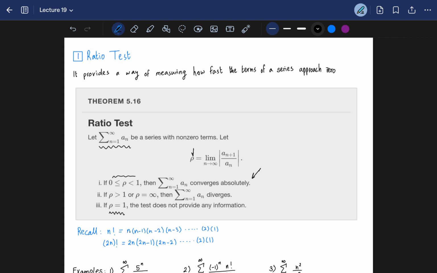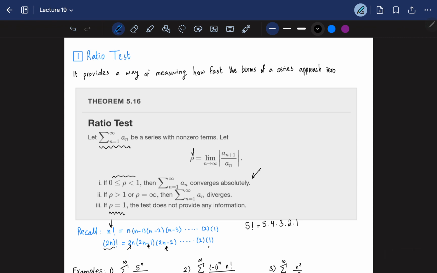Okay, so before we start doing some examples, let's review what it means for something to be factorial. If I have n factorial, it means that I'm multiplying n times n minus 1, n minus 2, up to 1. So we keep subtracting 1. For example, 5 factorial means 5 times 4 times 3 times 2 times 1. How about 2n factorial? You take 2n, then you keep subtracting 1 from every term until you get to 1.